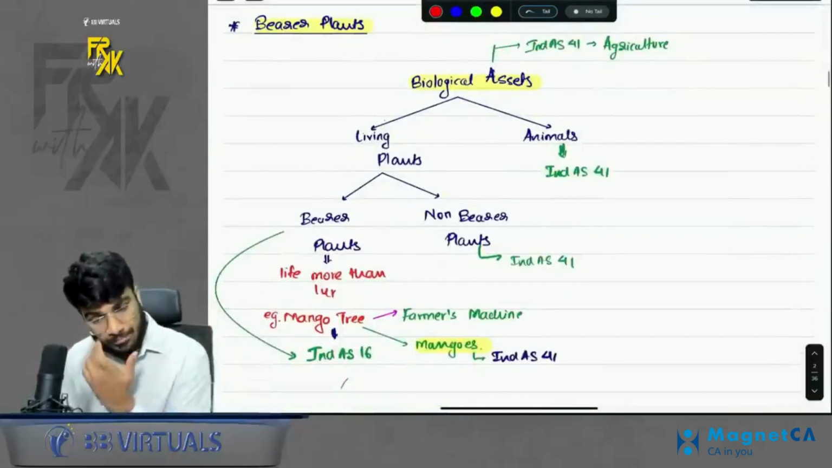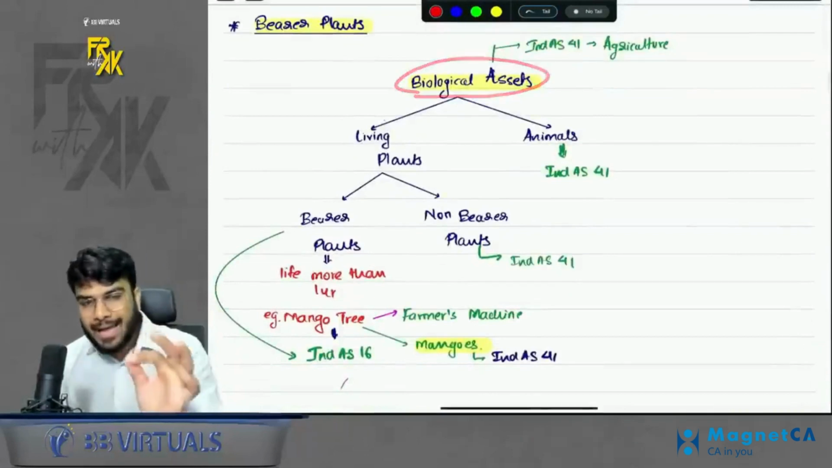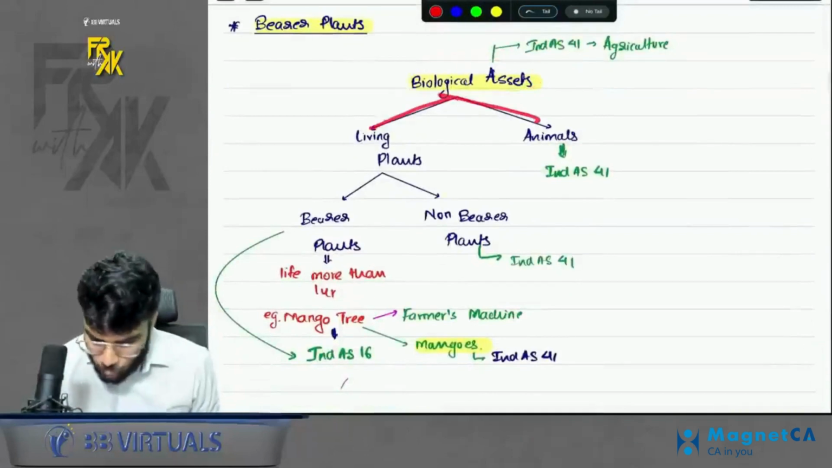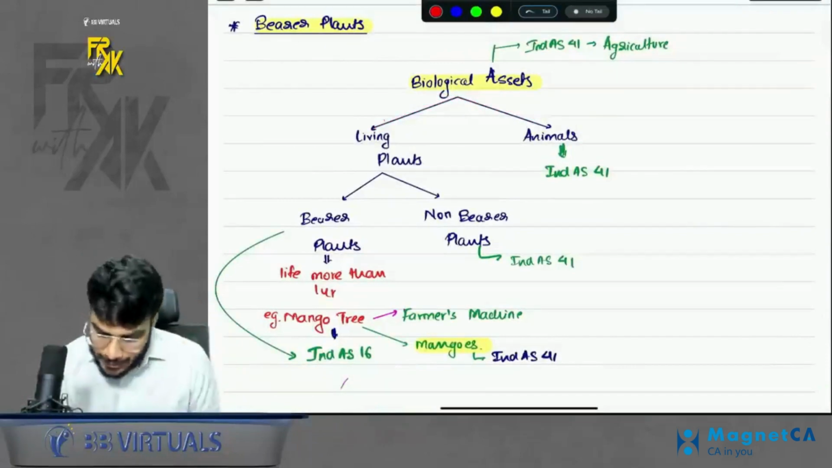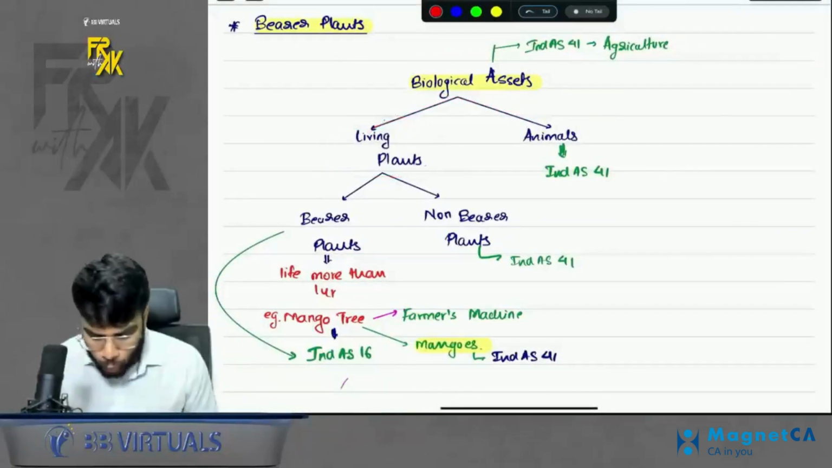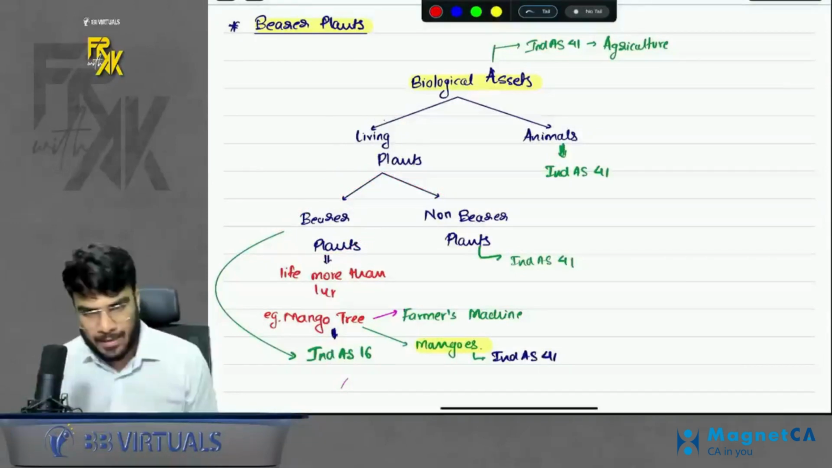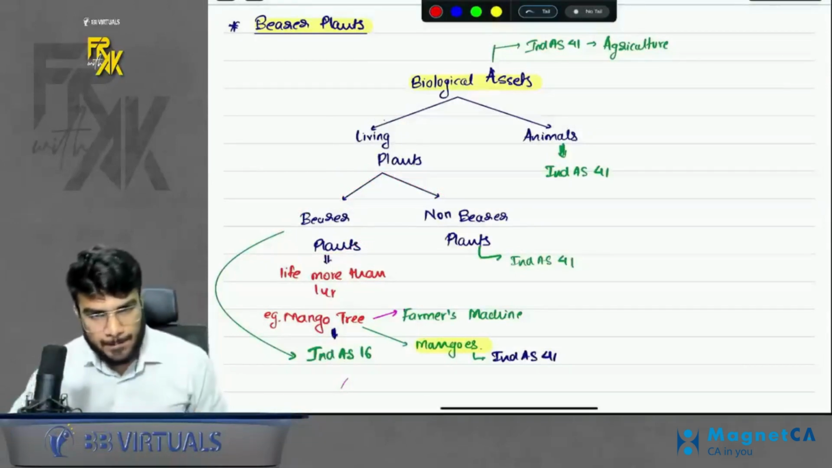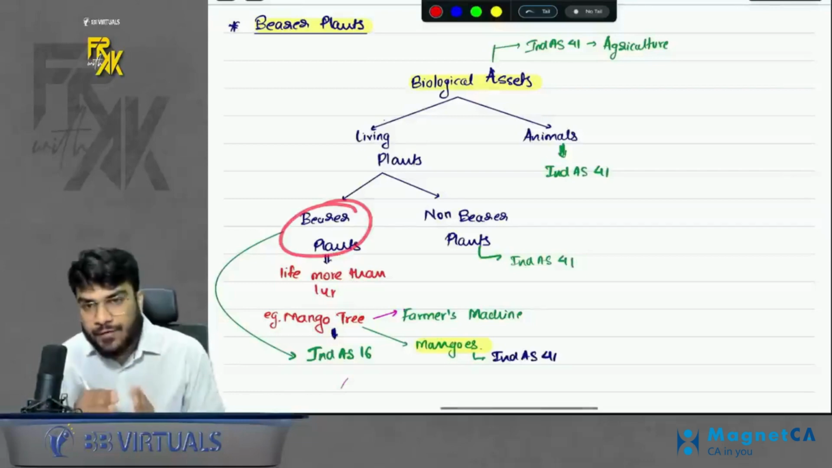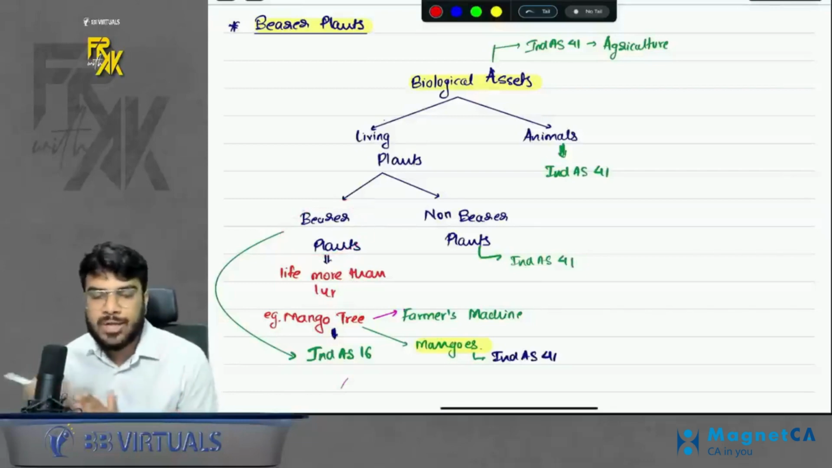Ideally, there are something known as biological assets. Biological assets can be bifurcated into two parts, living plants and animals. Living plants can be further bifurcated into two parts, bearer and non-bearer. So what are bearer plants? Bearer plants are those plants which have a life of more than 1 year. Ideally, these plants will give you output for more than one period.